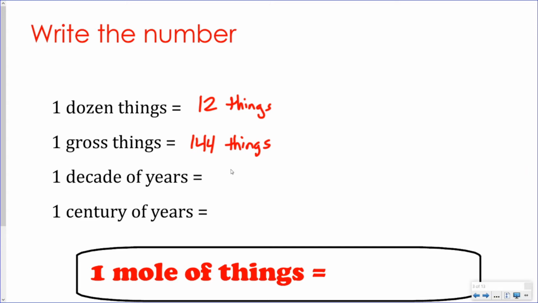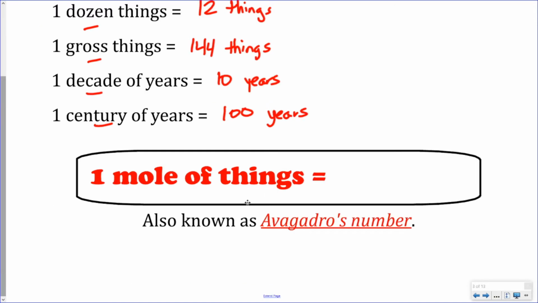You can say, hey, I feel like I've been quarantined for 1 gross amount of days. And most of your friends will think you're just talking about a disgusting amount, but you will secretly know you're talking about 144 days. 1 decade of years is 10 years. That's a pretty common one. A century is 100 years. So just like dozen or gross or decade or century are useful numbers, in chemistry, a mole is a useful number. And a mole is a lot bigger than any of these.